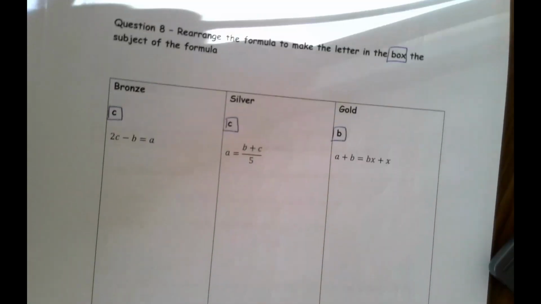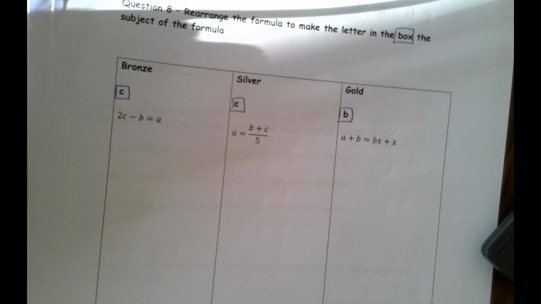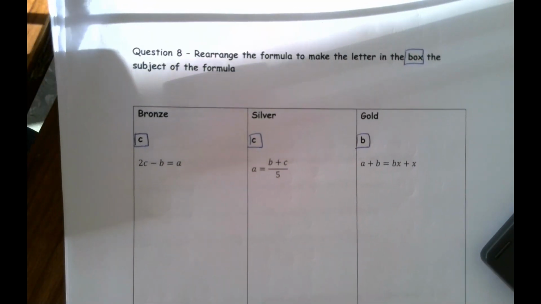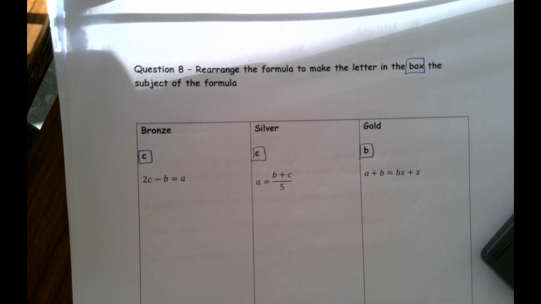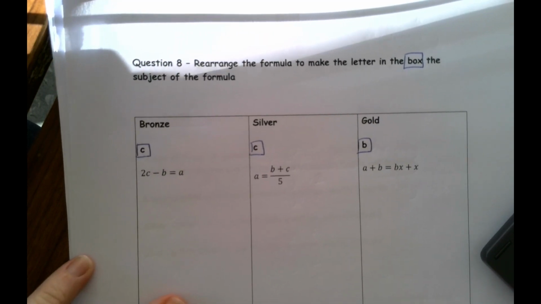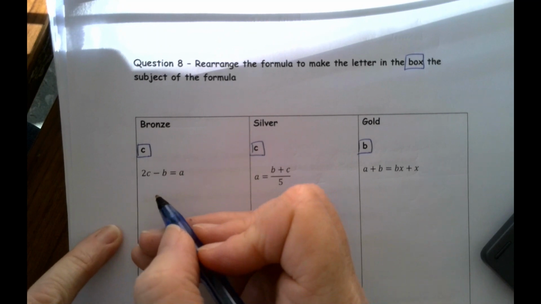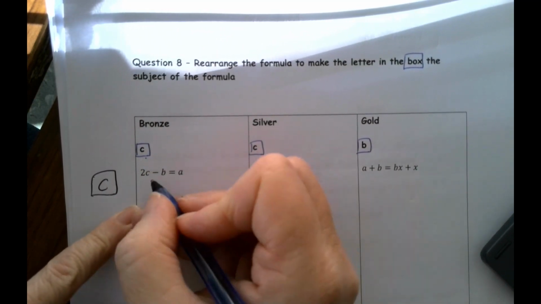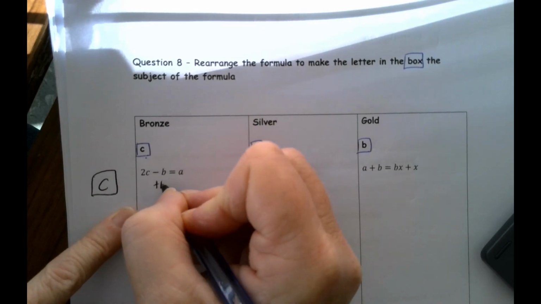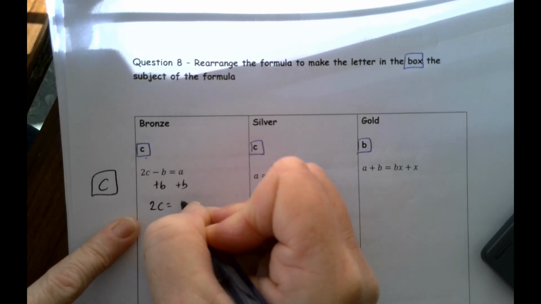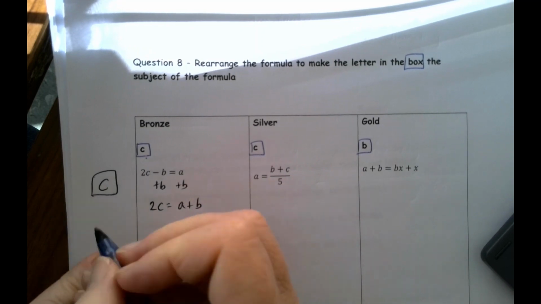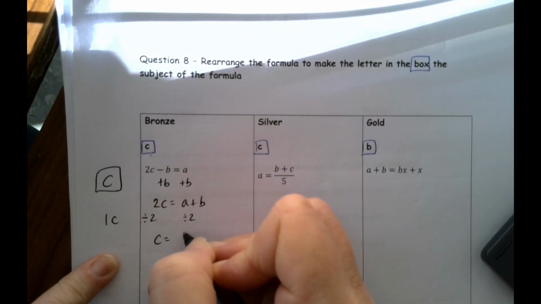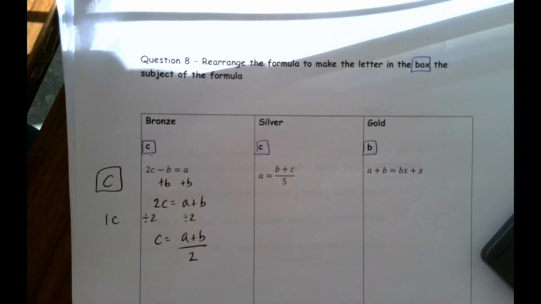Now we rearrange the formula to make the letter in the box the subject of the formula. So this is sometimes called letter equations, rearranging formulas. This is very helpful to us because later on we may need to rearrange some formulas. So I want to get C by itself. Okay? So C here has a B beside it. Let's get rid of that B. 2C is equal to A plus B. I want 1C, so I've got to divide by 2, divided by 2. So I've got C is equal to A plus B divided by 2.